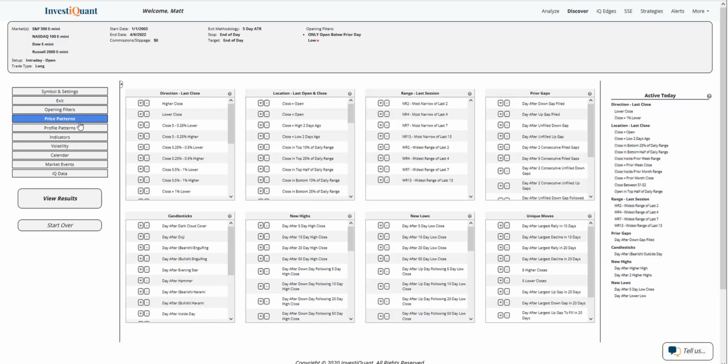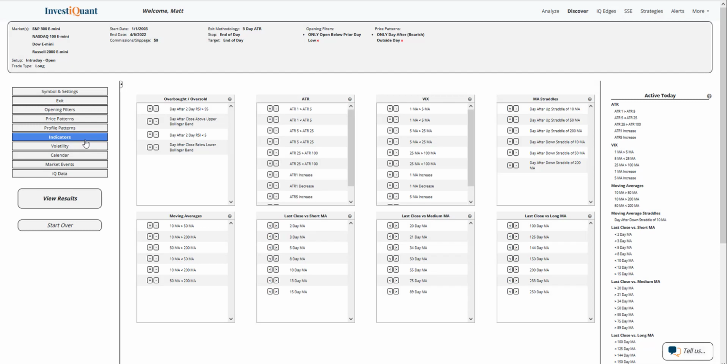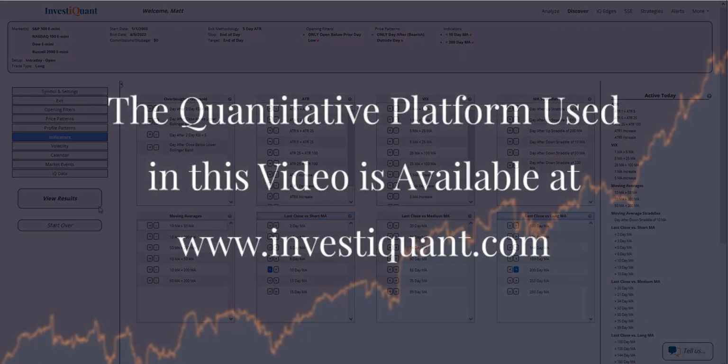Then I'm going to go to the price patterns library. We're going to grab a candlestick. I'm going to get it from the act of today's section. Go down to the candlesticks, day after bearish outside day. That comes from our candlesticks category here. And then I'm going to go to the indicators library, put us in a similar market environment. We closed below a 10-day simple moving average, but above a 200-day simple moving average. And now I can click View Results.